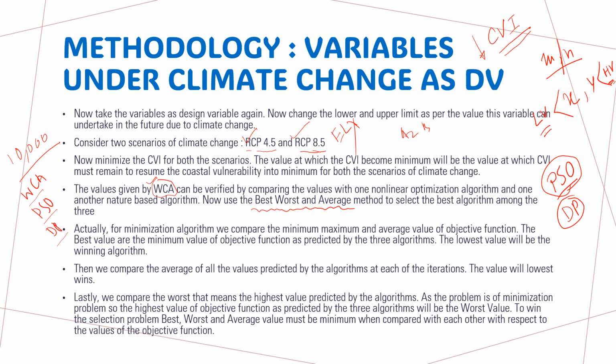So you must do it to complete your internship, and also remember that in WCA the best, worst, average values will not remain, but if you record them, they will remain, and then you ultimately compare. So all these things have been explained. The algorithm which has yielded the lowest CVI among the other CVIs, the maximum value and the average method also.